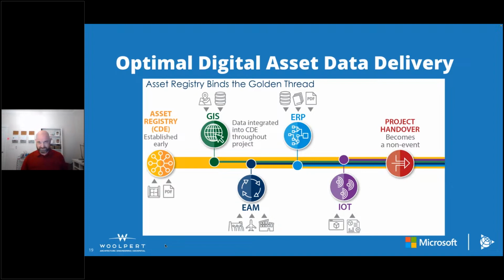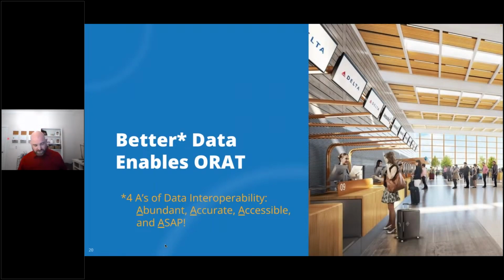Let's move to the next slide. So that's my segue into, okay, so we've talked about ORAT and generally what it is, and we've talked about digital asset data delivery and generally what that is. And so now I want to tie those two together and talk about how having better asset data earlier in the process enables ORAT and improves ORAT outcomes. And one of the terms I like to use here is what I call the 4 A's of data interoperability. And so when I say better asset data, this is what I mean.